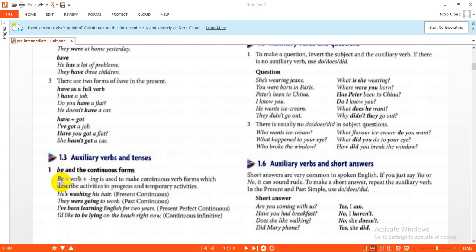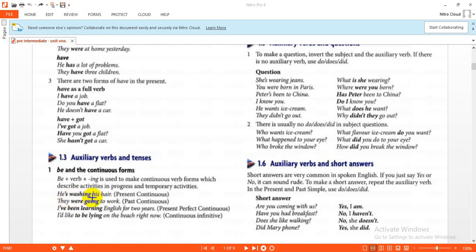أي إنه البي زائد verb زائد ing يمكن أن تشكل لي continuous verbs اللي هي الأفعال المستمرة، which describe activities in progress نشطة في المستمر and temporary activity اللي هي نشطة بشكل مؤقت. هنا تصف لي الأنشطة الجارية والأنشطة المؤقتة.